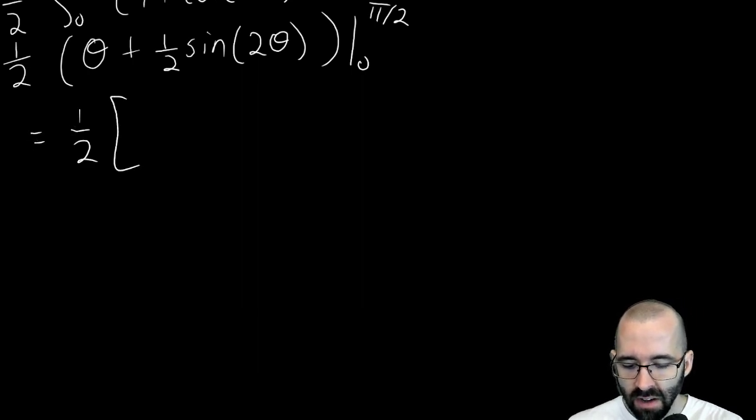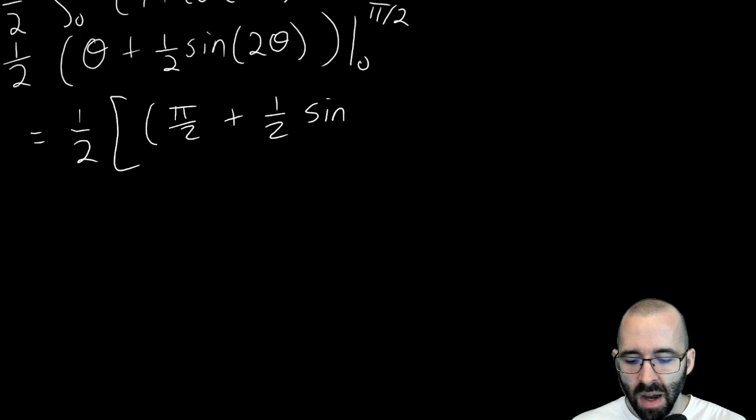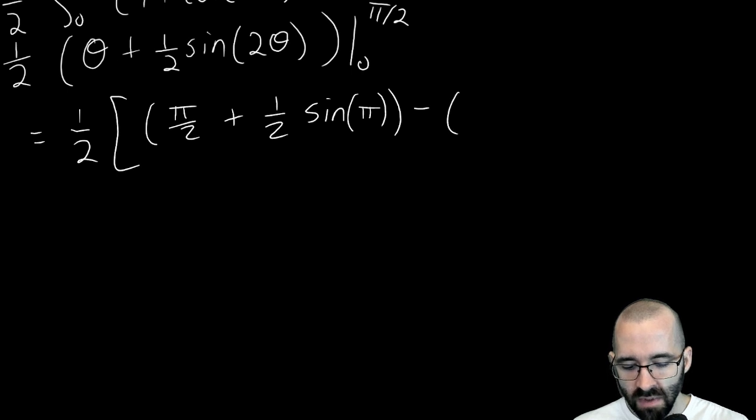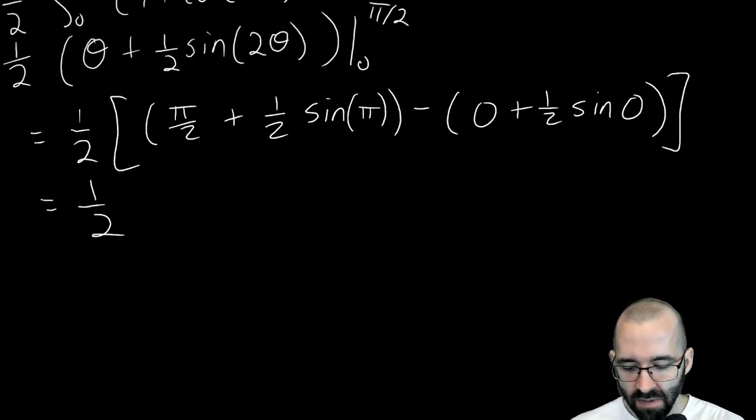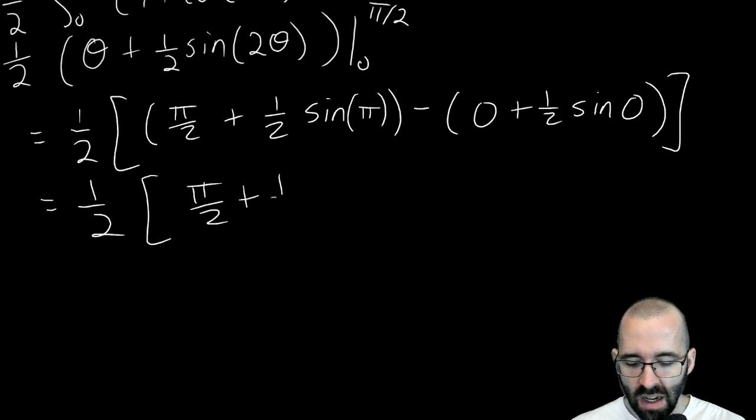We're going to get 1/2. We're going to plug in pi over 2. Pi over 2 plus 1/2 sine of double pi over 2, which is sine of pi. Minus, if we plug in 0, we're going to get 0 plus 1/2 sine of double 0, which is just 0. And we'll simplify. This becomes pi over 2 plus 1/2.